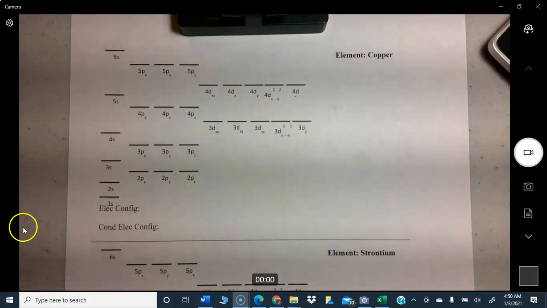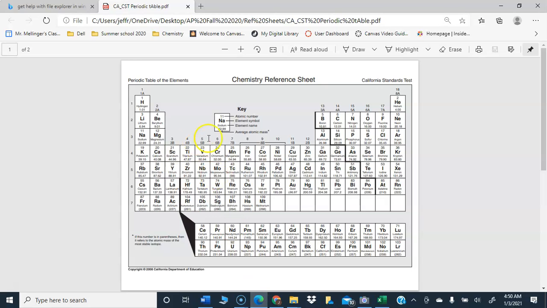Okay, now we're going to move on to copper. So let's look at the periodic table. And where's copper? It's right here. It's number 29. It's the second to last transition metal in this row right here, next to zinc. Zinc would be the last transition metal.